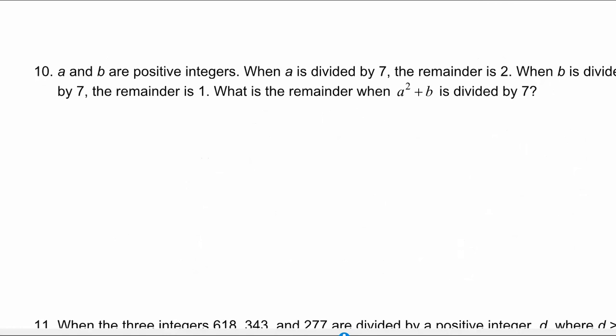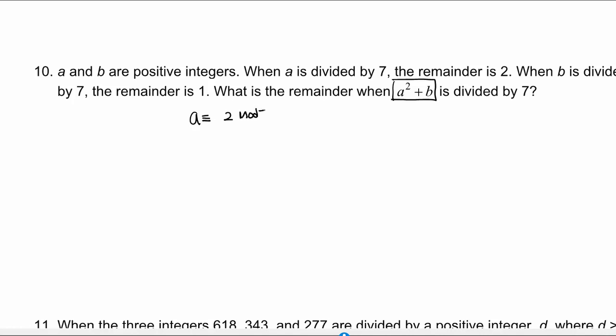Alright, number 10. a and b are positive integers. When a is divided by 7, the remainder is 2. When b is divided by 7, the remainder is 1. What is the remainder of these two numbers? Okay, a squared plus b. Now let's define a. Remainder is 2 when divided by 7.